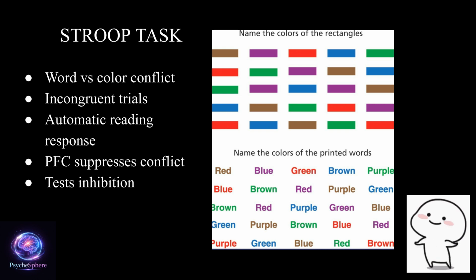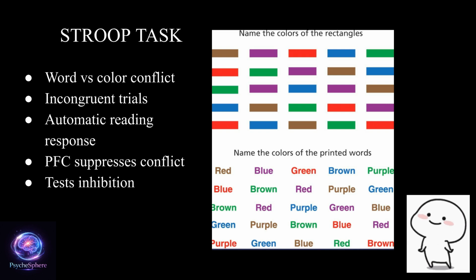A classic way scientists study this is through the Stroop task. In this task, you might see the word blue written in red ink, and your brain automatically reads the word, but the correct answer is the ink color and not the word. When the word and color don't match, this is called an incongruent trial, which your brain has to work harder on. Our prefrontal cortex becomes more active during this time because it has to suppress the automatic reading response.